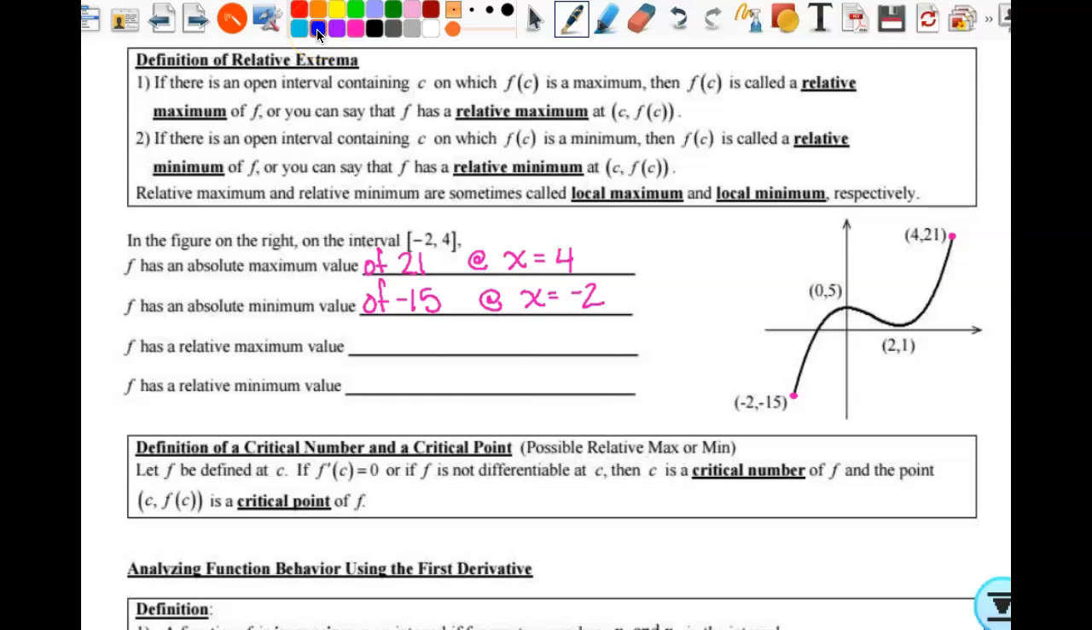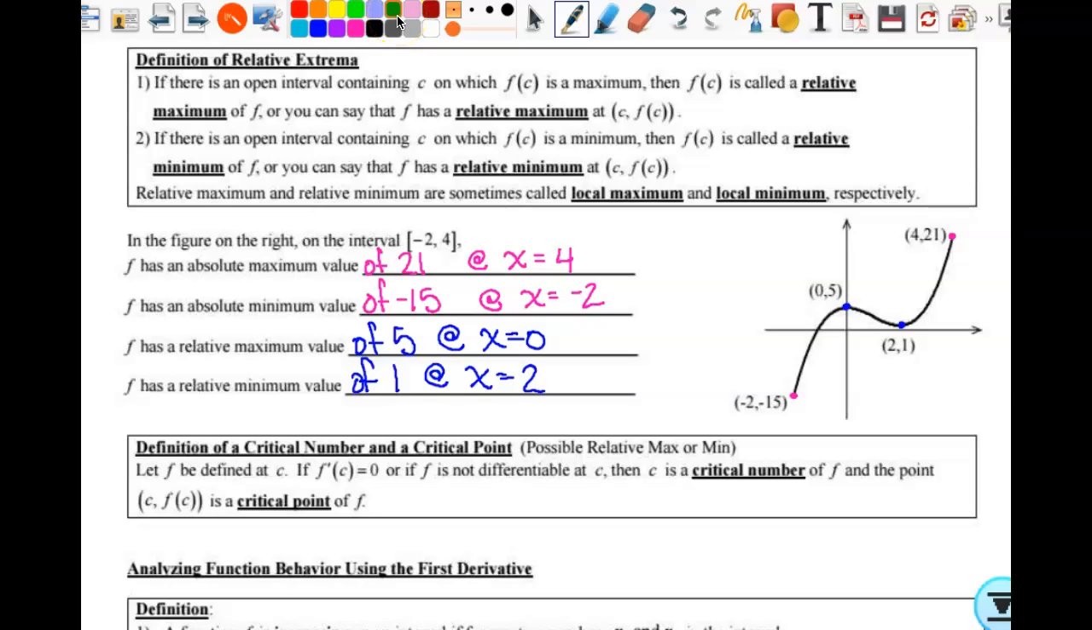All right, so then we have a relative maximum value. So here's my relative maximum value of what? Of 5 at x equals 0, and a relative minimum value of what? 1 at x equals 2.